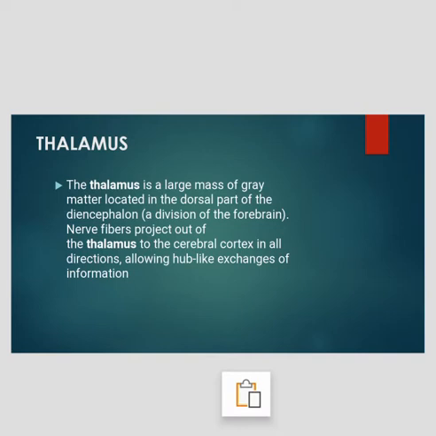The thalamus is a large mass of gray matter located in the dorsal part of the encephalon, and the nerves project out of the thalamus to the cerebral cortex in all directions, allowing hub-like exchanges of information.